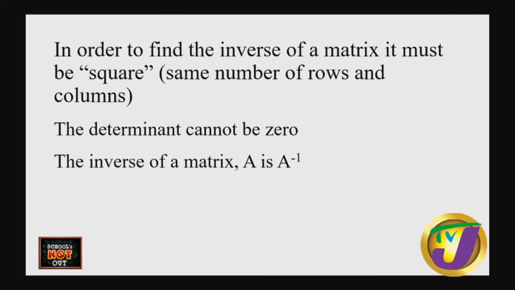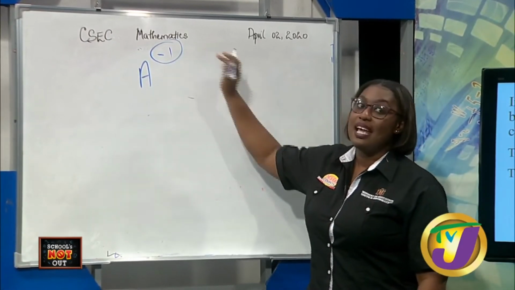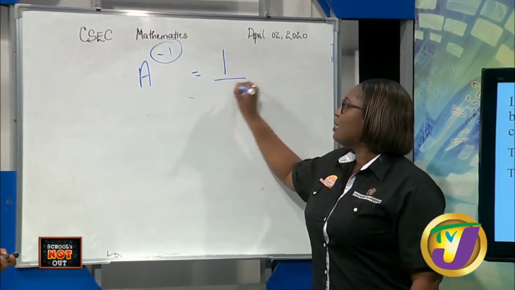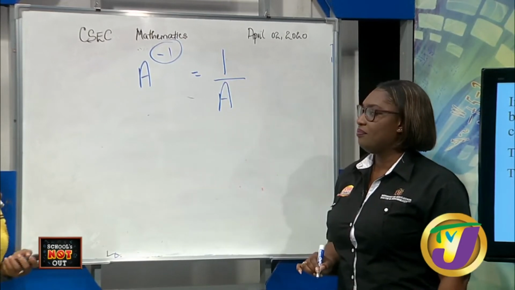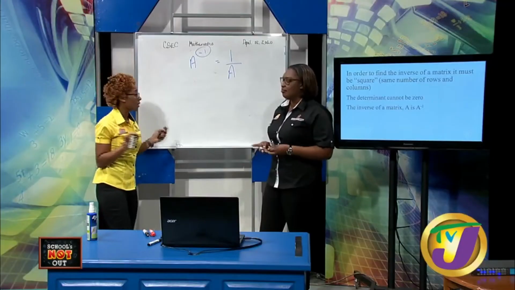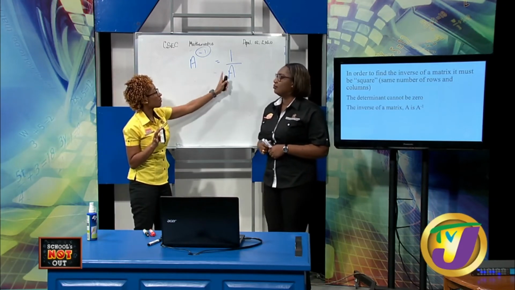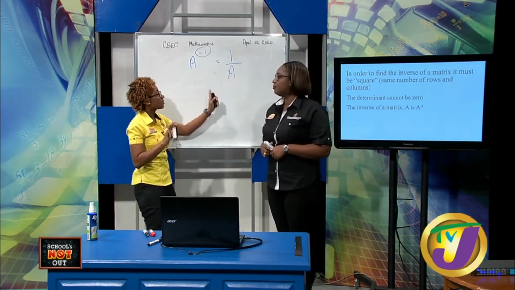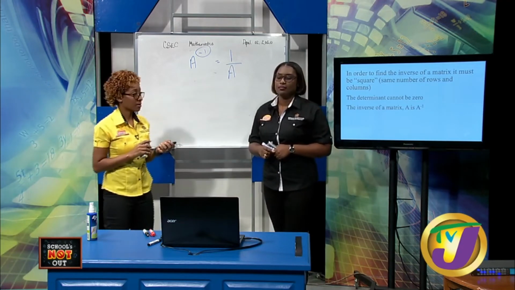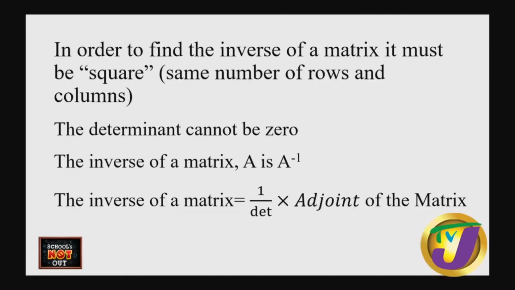Now, I'm sure you guys remember your indices, and we know that any number raised to a negative index is the same as saying 1 divided by that number. It can be any letter or any number, anything whatsoever that is raised to the power of -1 will give us 1 divided by that letter or number. That's correct, Brittany. And the inverse of a matrix is equal to 1 divided by the determinant times the adjoint of the matrix.